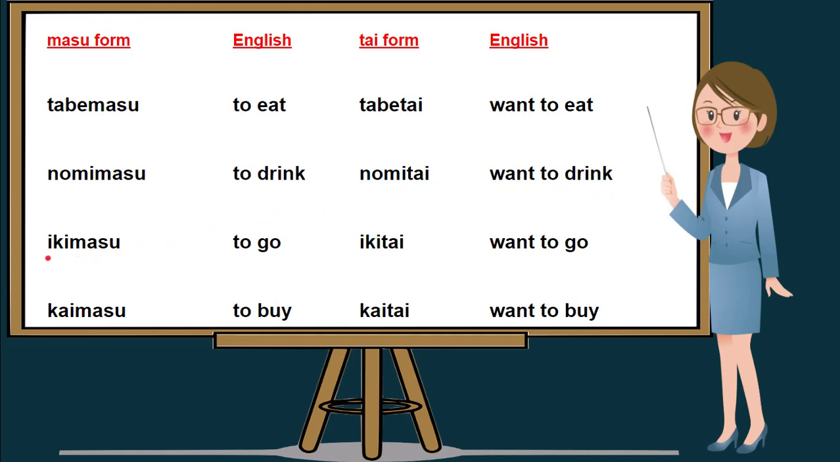Another is ikimasu, which means to go. So, ikitai, take note that there's a tai at the end of the verb iki. It means want to go. Another is kaimasu, which means to buy. If we add tai at the end of kai, kaitai means want to buy.